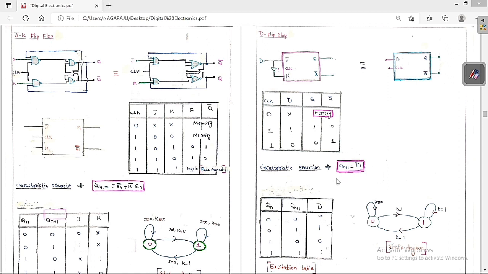So this is the meaning of D flip-flop. Whatever the input, the same thing we get in terms of Q. If D is equal to 1, Q is equal to 1. If D is equal to 0, Q is equal to 0. So whatever the input is, it passes through to the output whenever the clock is on. This is called the data flip-flop or D flip-flop.